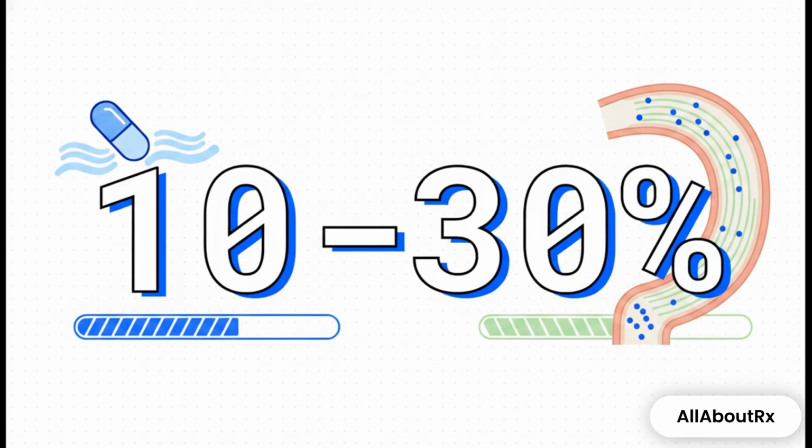Now, to keep everything flowing smoothly, the body relies on something called sink conditions. Basically, this means the dissolved drug concentration is kept strictly below 10 to 30% of its saturation solubility. Why does that even matter? Well, if the GI fluid gets too saturated, dissolution just completely stalls out. Luckily, the body maintains these sink conditions through constant dilution and rapid systemic absorption, ensuring the drug keeps on dissolving.